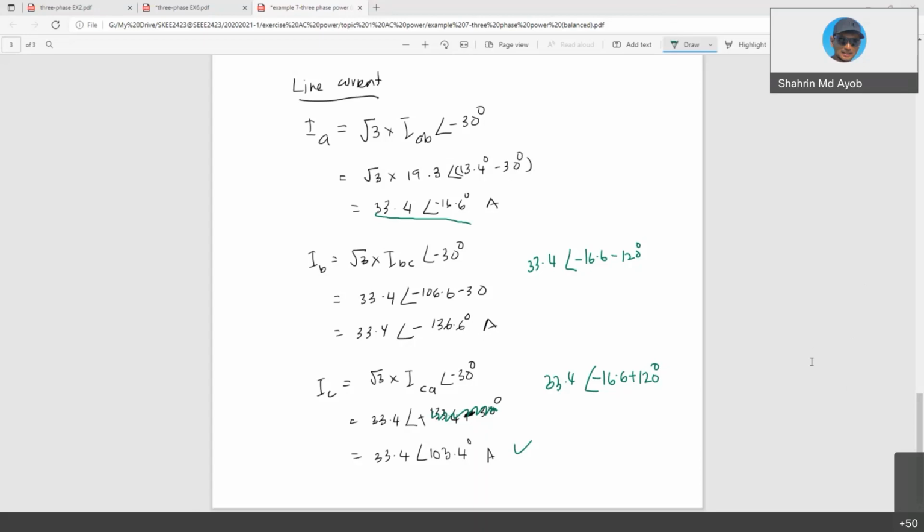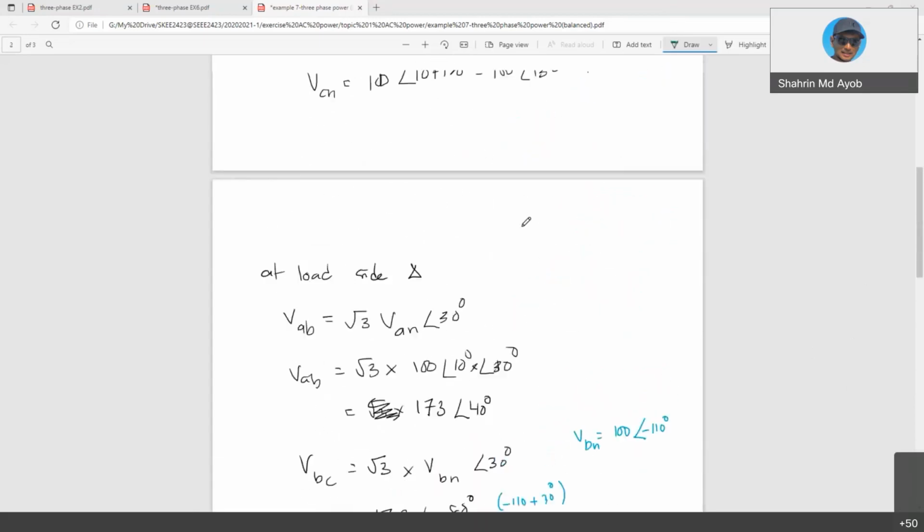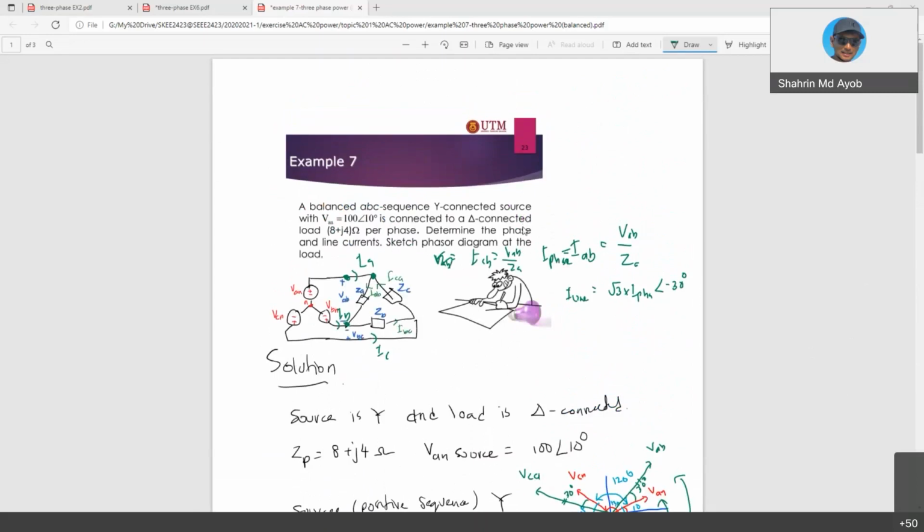Okay. So anything else? This is actually for the balanced system. The balanced system always uses the relationship between I phase, V phase, I line, and V line.